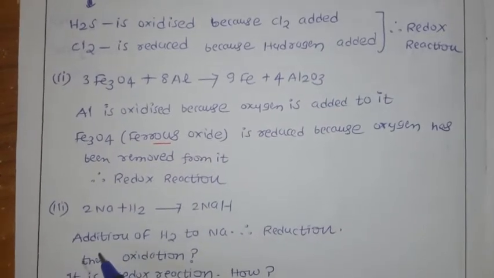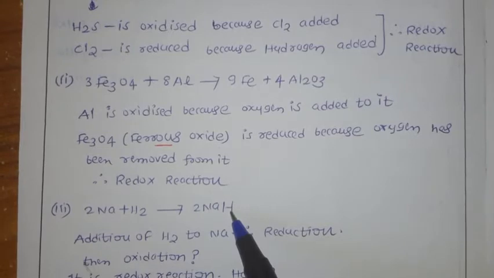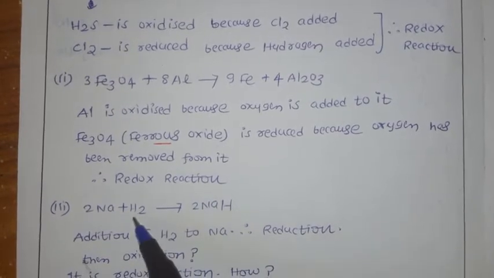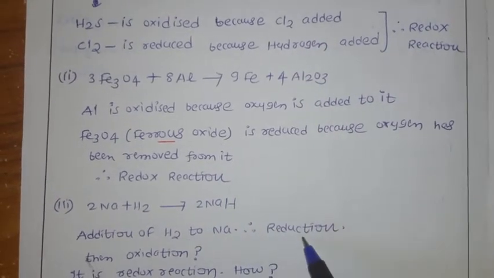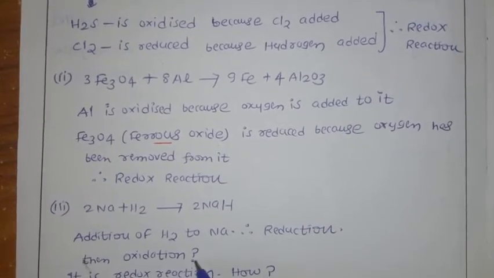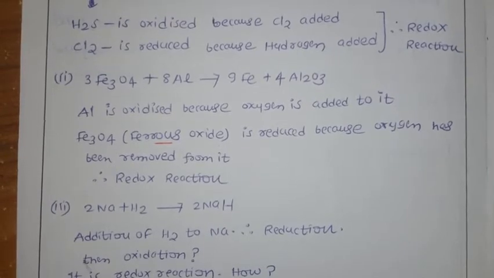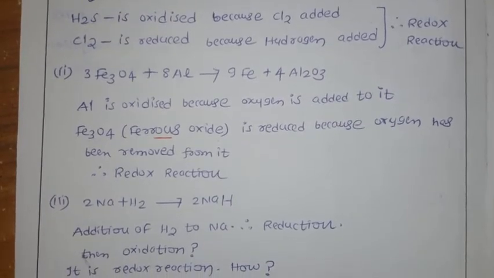Next, come to here: sodium reacts with hydrogen and gives rise to sodium hydride. So according to our concept, it is addition of hydrogen to sodium. So sodium is converted into sodium hydride means you are going to add the hydrogen. So therefore it is what? Reduction. Then what about the oxidation? How can you define the oxidation? So now we are not able to confirm whether it is a redox reaction or not, but it is a redox reaction.